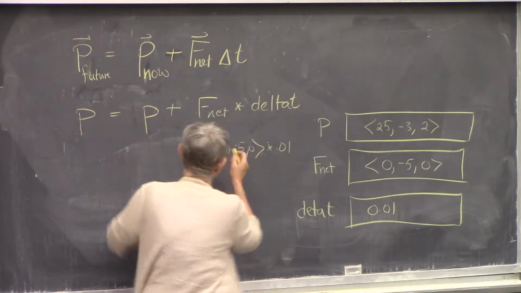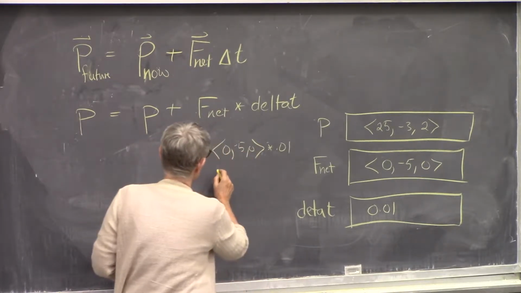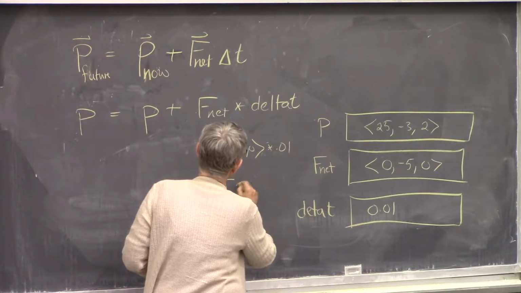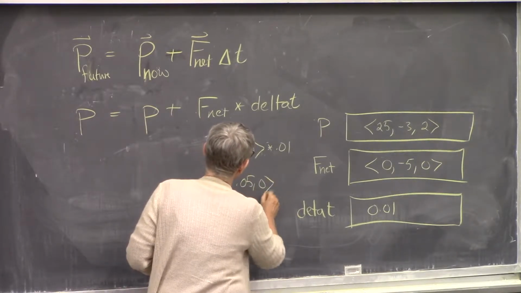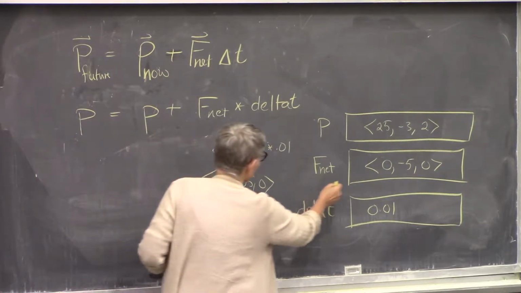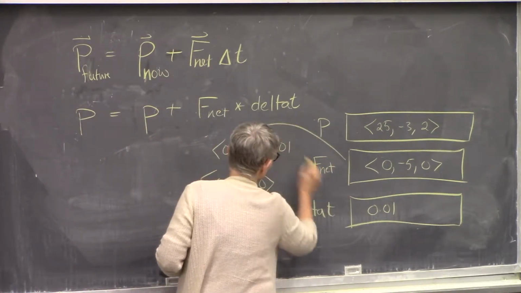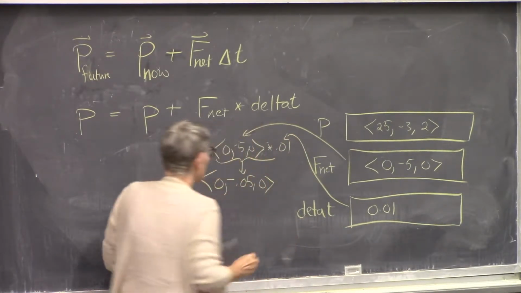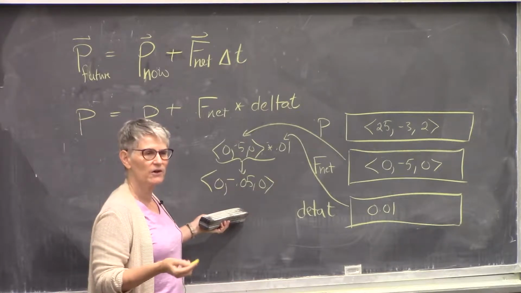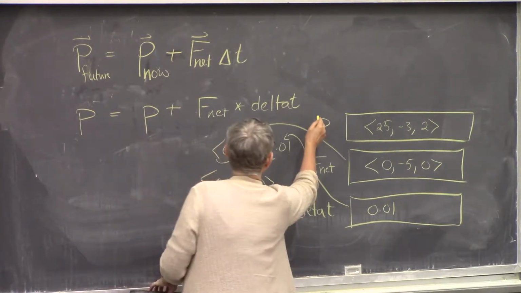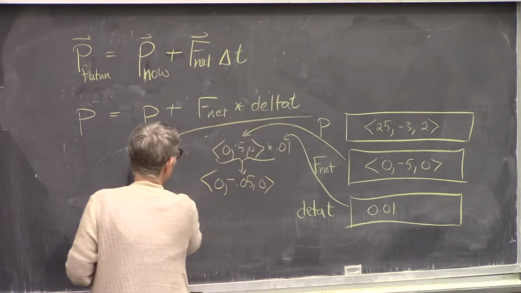I look up these things, and I get that to be <0, -0.050, 0> newton seconds. So I pick that up and put it there. I get this result, which is just stored somewhere temporary because I don't really need it. Now I pick up the current value of momentum.